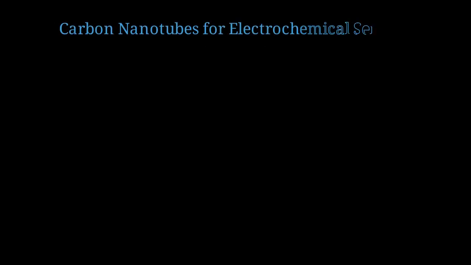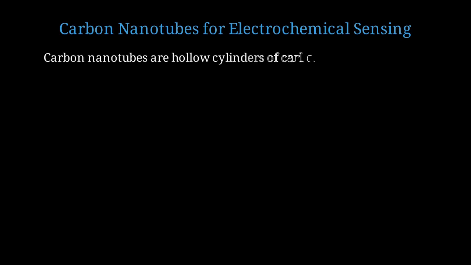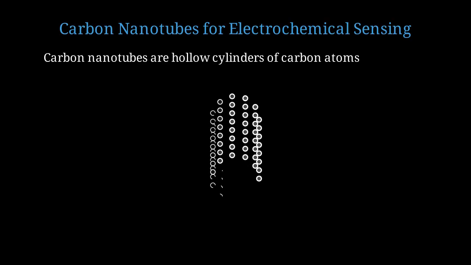Let's explore another revolutionary nanostructure, carbon nanotubes. These are rolled-up sheets of graphene with extraordinary properties. Carbon nanotubes are hollow cylinders made of carbon atoms arranged in a hexagonal lattice. They can be single-walled or multi-walled. A single-walled carbon nanotube has a diameter of just 1 to 2 nanometers, but can be micrometers long. This extreme aspect ratio gives them unique properties.